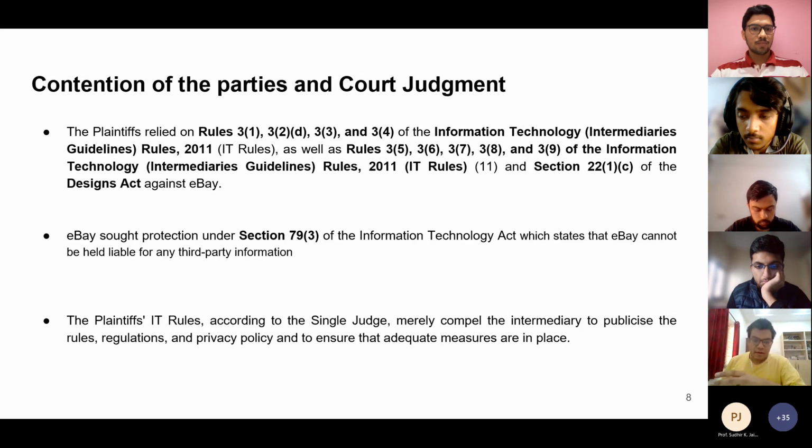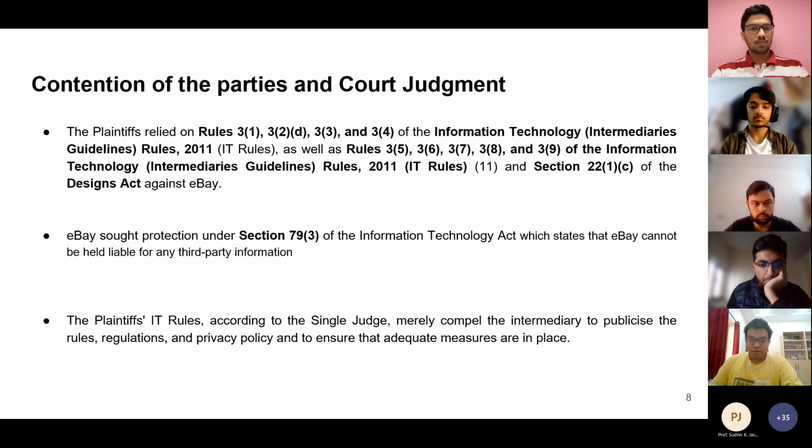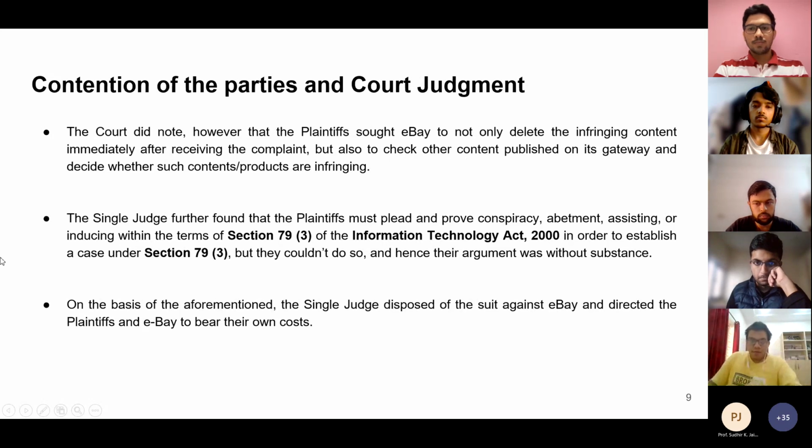According to the single judge, the plaintiffs, who were Kent, according to the rules which they relied on, can merely compel the intermediary, who was eBay, to publicize the rules, regulations, and privacy policy, and to ensure that adequate measures are in place. That is, eBay's responsibility is just to ensure that any item which is allegedly infringed should be checked before uploading, or if it has been uploaded, then it has to be removed. That's it. But Kent was asking for more than that.